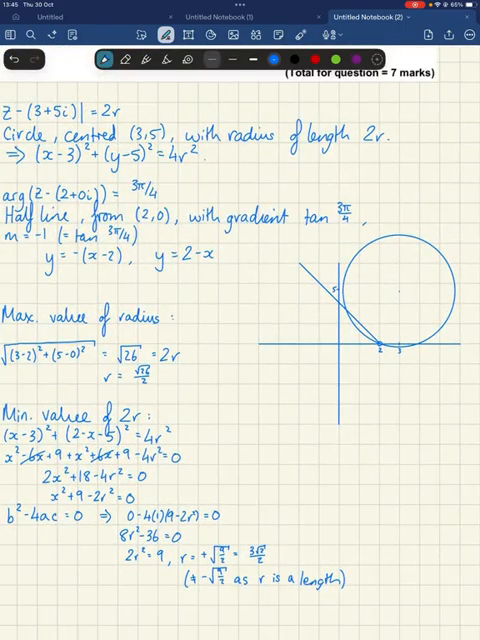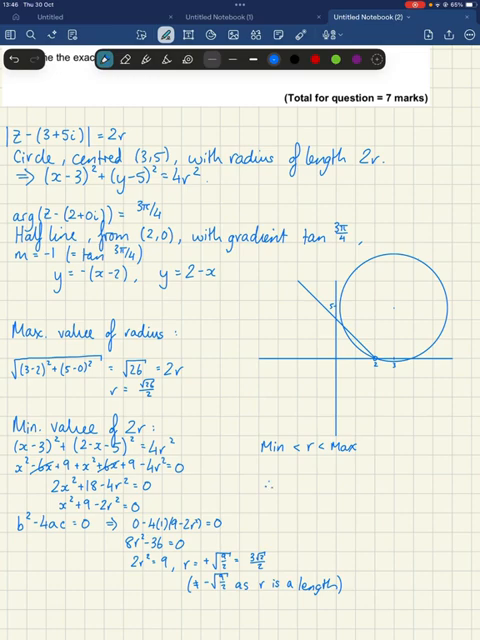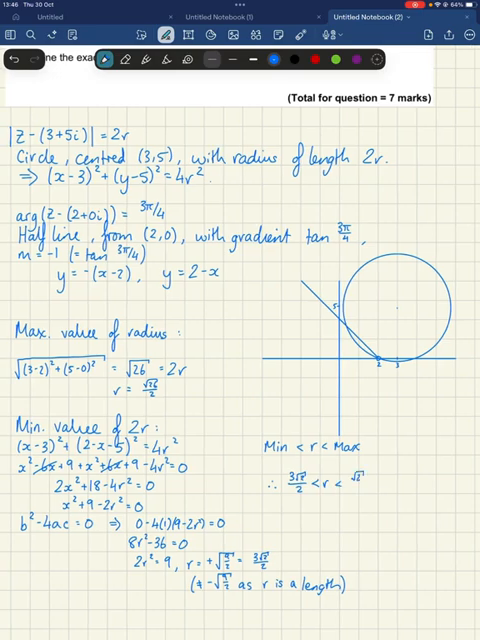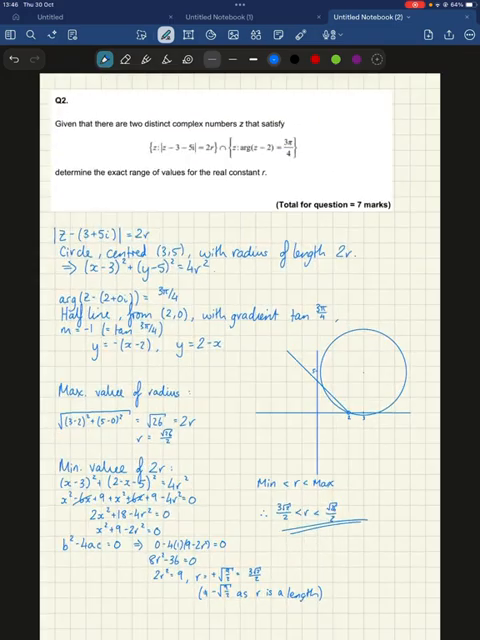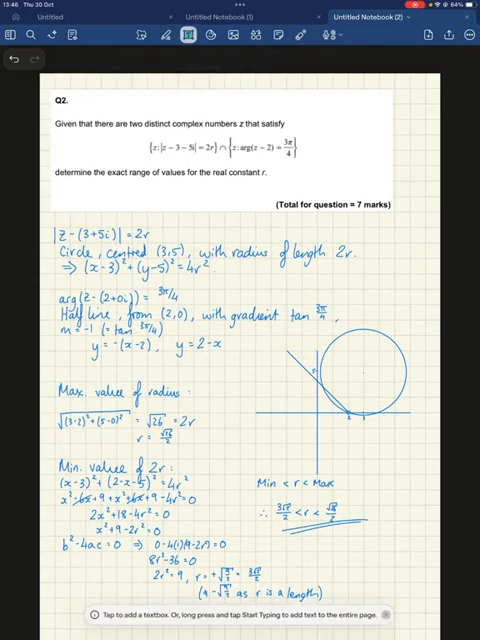So our range of values for r is going to be bounded between the minimum, not including, and the max. So therefore, we're going to get r is between 3 root 2 over 2 and root 26 over 2. This should be our answer. So let's just see over here.